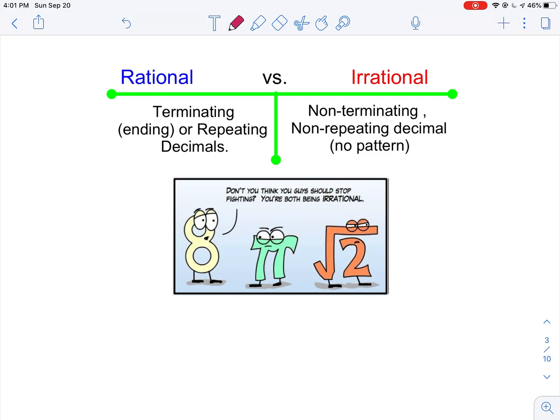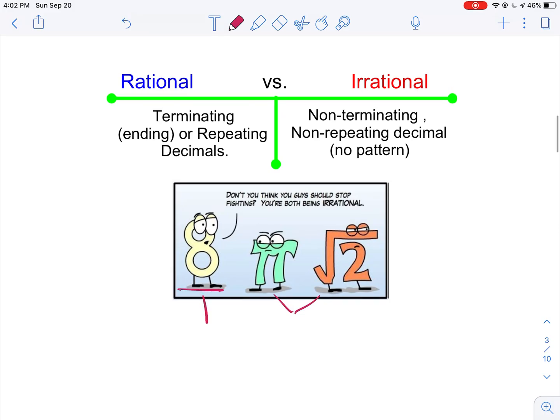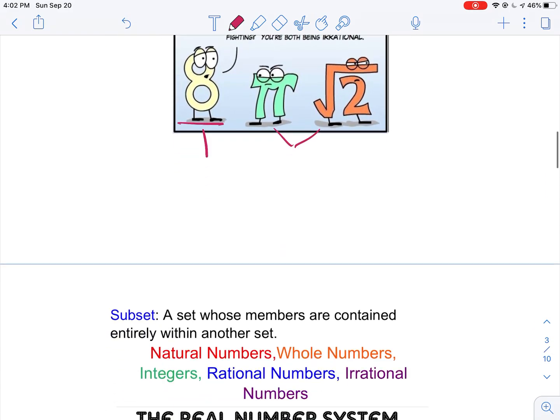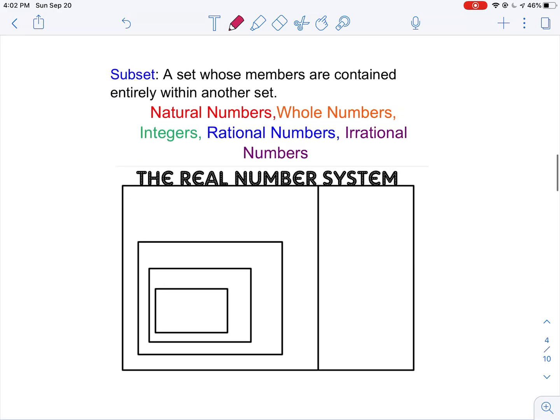So we have a little cartoon here. It says the 8 is saying to the pi and the radical 2, don't you guys think you should stop fighting? You're both being irrational. That's funny, because pi and radical 2 are irrational numbers, whereas 8, which we know can be written over 1, is a rational number. Okay, so rational and irrational are the two main, what we would call, subsets of the real number system. Okay, a subset is a set whose members are contained entirely within another set.